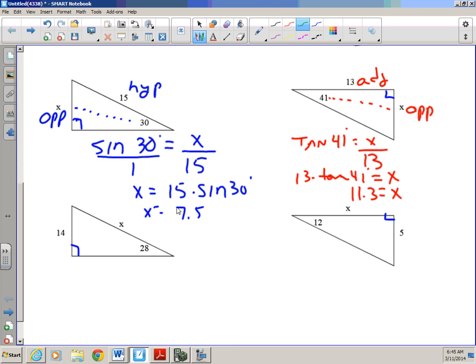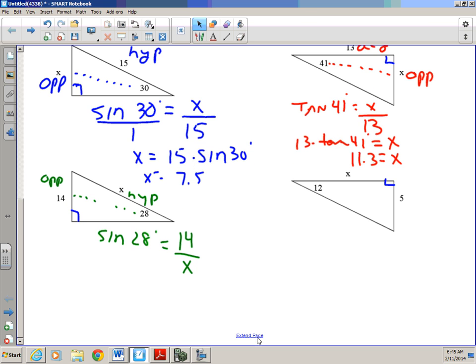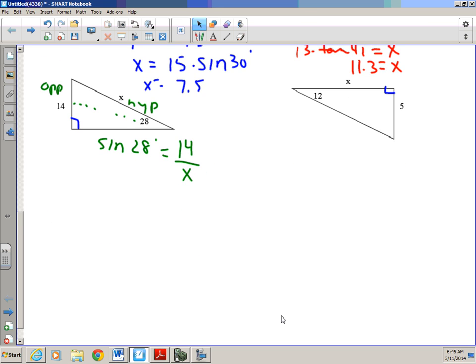Okay. All right. Go to the next. I start at 28. It's opposite hypotenuse. So it's sine 28 equals 14 over x. Now, here is something that is a little bit different. What's different here is that when you cross multiply, you're multiplying x times the sine of 28. So we're going to have an additional step. So x times sine of 28 equals 14.